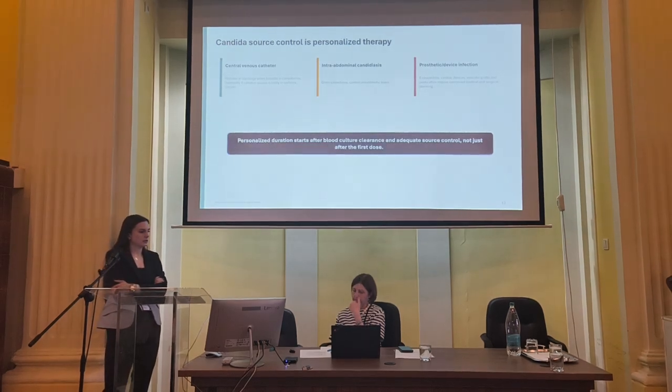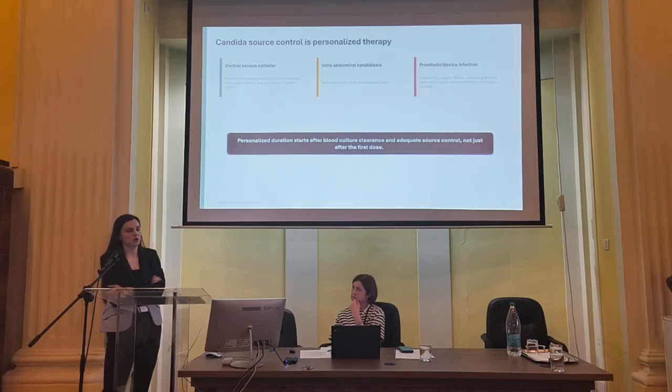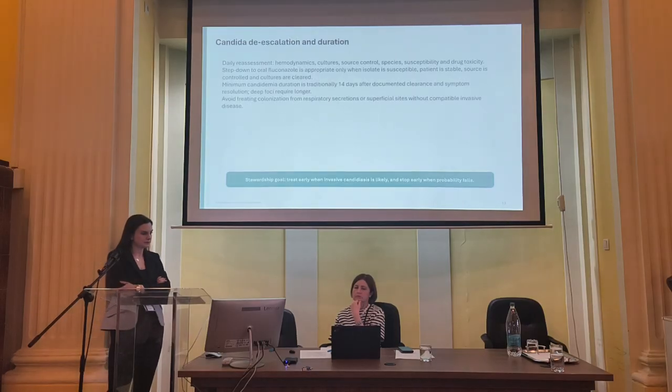It is important to remove the source of the infection. If we have a central vein catheter, we need to remove and replace it. If we have intra-abdominal candidiasis, we need to drain the collection. We need to control the leak of anastomosis. And if we have a prosthetic or device infection, we need to consult the surgeon to, if it's possible, remove that device.